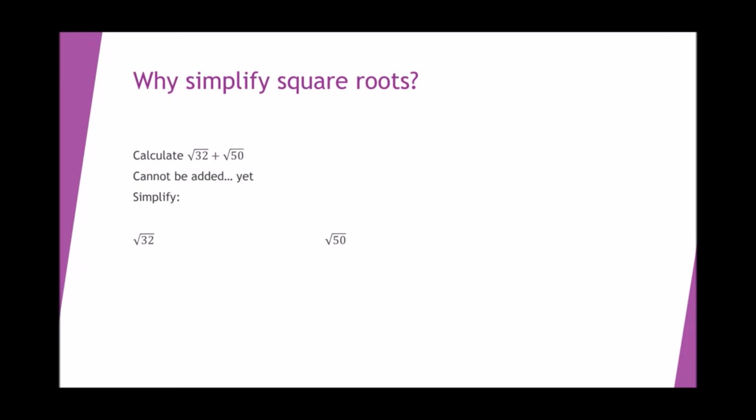So square root 32, the highest perfect square I can divide it by is 16. So this is square root 16 times 2. 16 is 4, so square root 16 is 4, so this is 4 square root 2. Then 50. 50 is, well, seems like 25 times 2, and 25 is 5 times 5. Cool, we have a double here. So I can take the double out to get 5 square root 2.